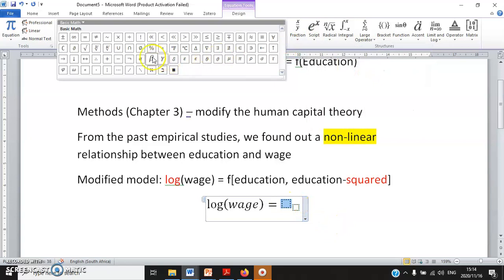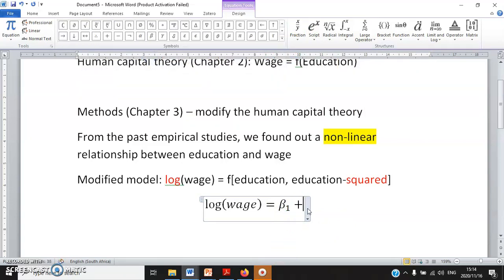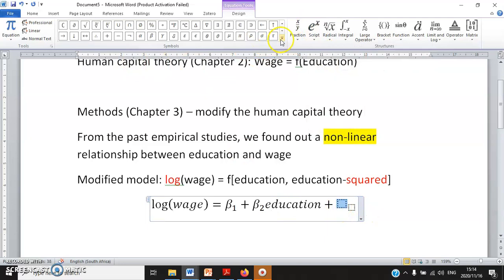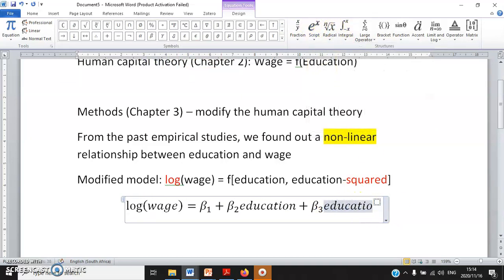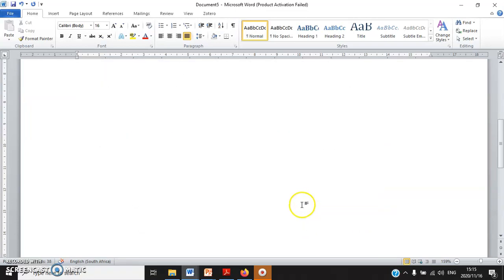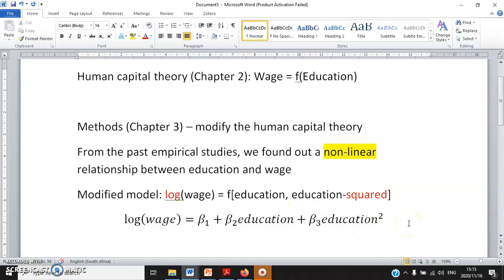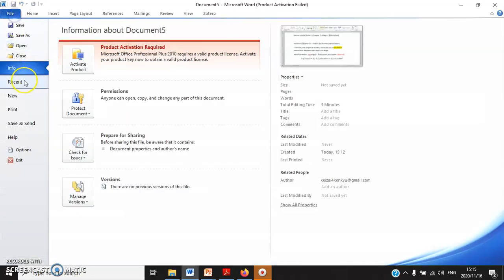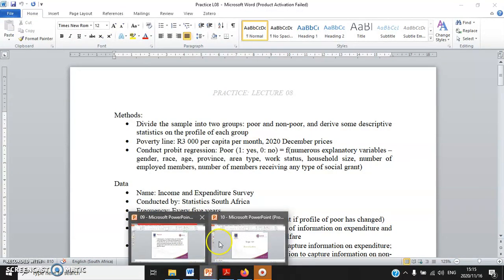And then we have to look for the beta 1 plus here, beta 2 education plus, I just want to simplify the equation. Strictly speaking, I have to include some gender dummies, provincial dummy, and so forth. And then I have to include education square to capture the non-linear relationship, actually convex relationship between education and wage. Okay, so this is an example that I have to make use of equation editor. Okay, I hope you are happy with that, and then we can go back to the slides.